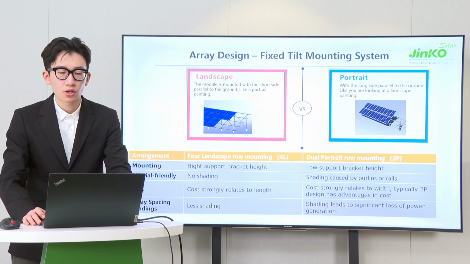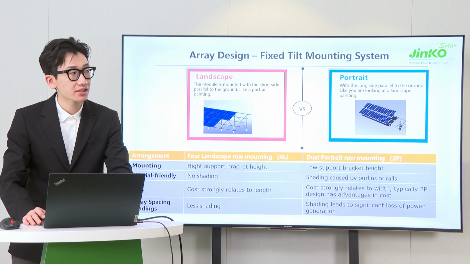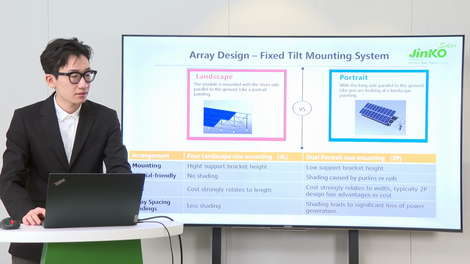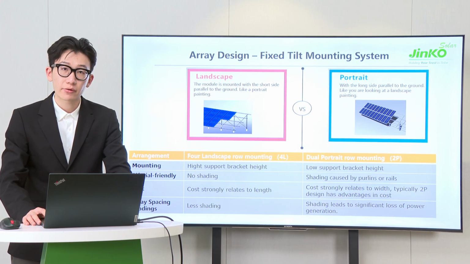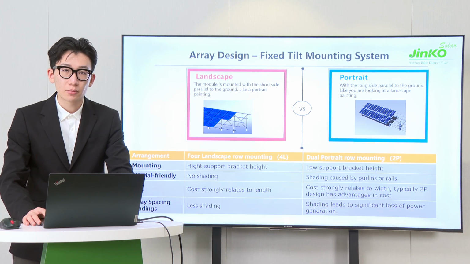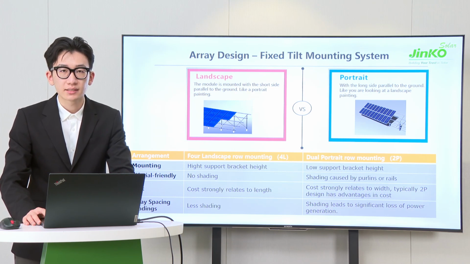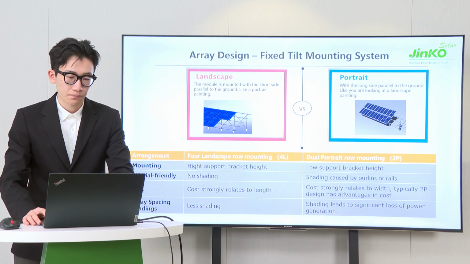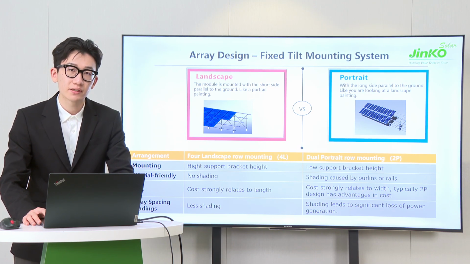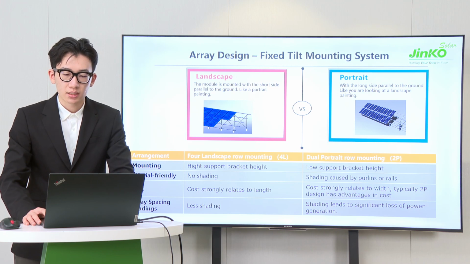Mounting and layout of a PV array can be divided into two types. Landscape mounting means that the short side of the module is parallel to the ground. Otherwise, portrait mounting means the long side is parallel to the ground. Dual portrait row mounting is generally used in centralized PV power stations because of better compression resistance, lower bracket and installation costs.